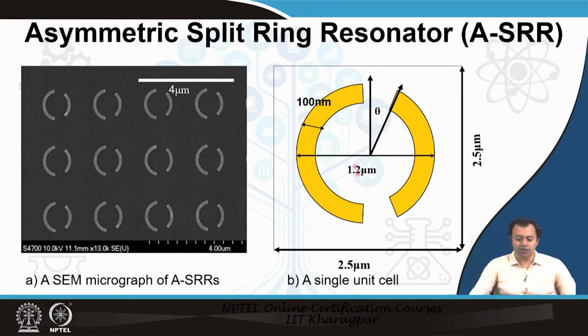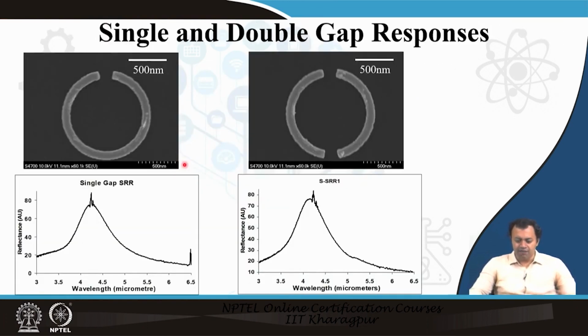This is the unit cell schematic, and this is the scanning electron microscope image. The scale is given, from which you can understand the size, length, breadth and dimension. They are made of gold on top of a glass substrate using an electron beam lithography system. So, what is the significance of these structures?